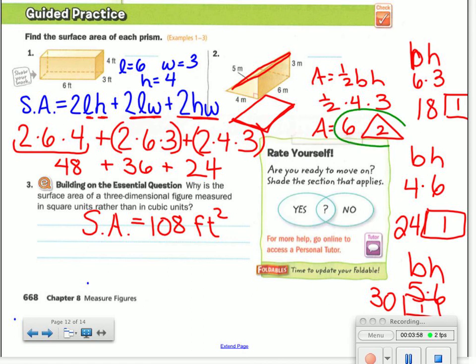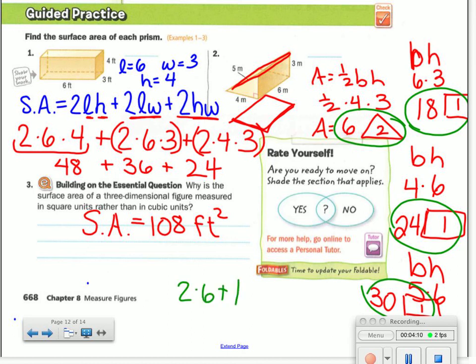At this point, we need to take all of these and combine them. We need 2 triangles at 6, 1 rectangle at 18, 1 rectangle at 24, and 1 rectangle at 30. So really we have 2 times 6 plus 18 plus 24 plus 30, and that should give us 84. So your surface area equals 84, and then we were talking about meters, so it's squared meters.